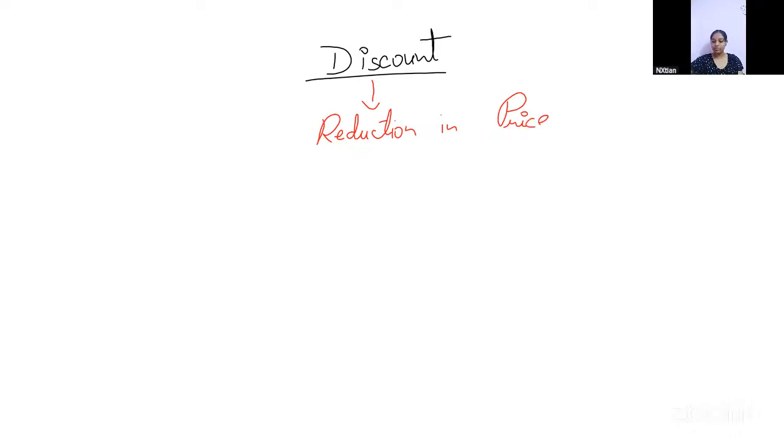Like it's mentioned, right? 20% off, 30% off, 10% off, or flat rupees 125 off. So it's mentioned like that.